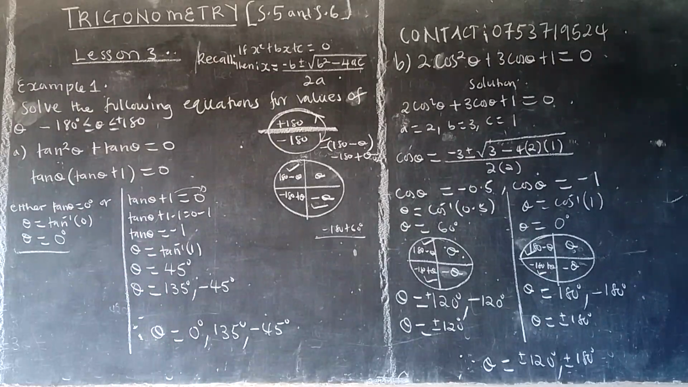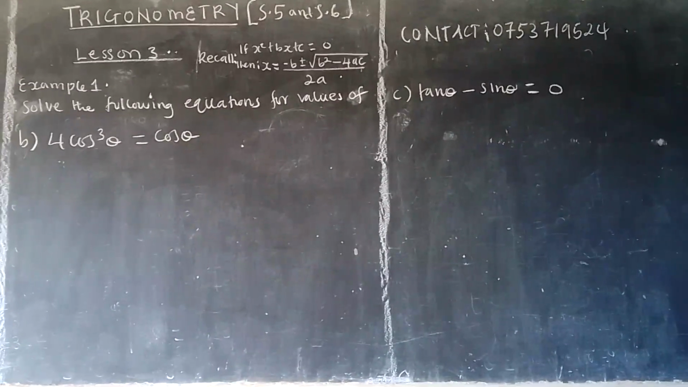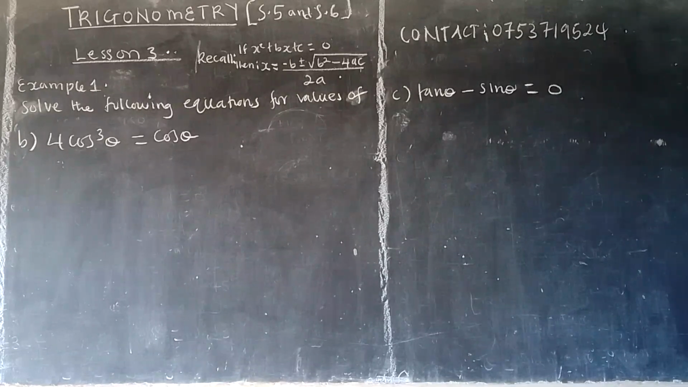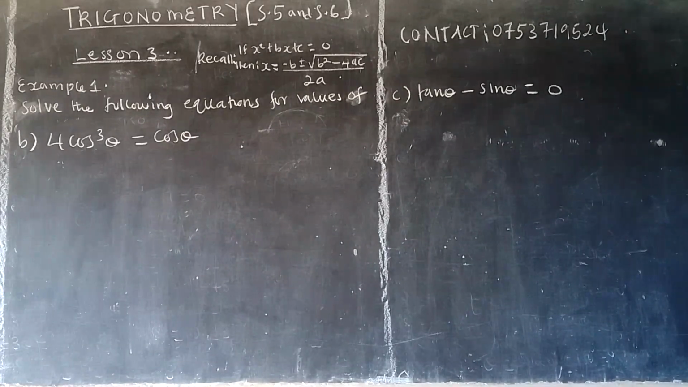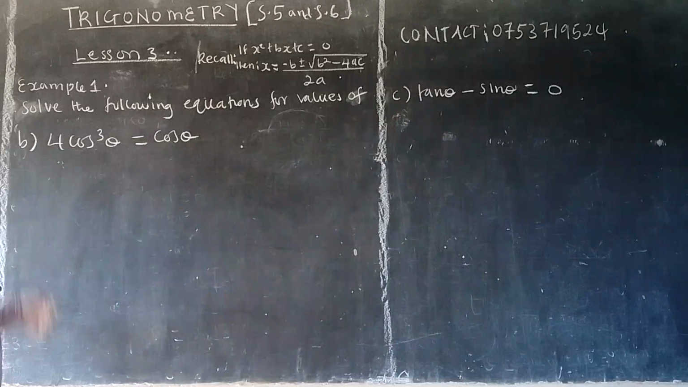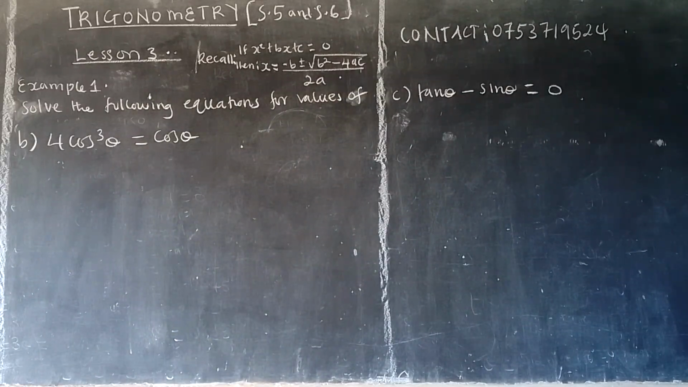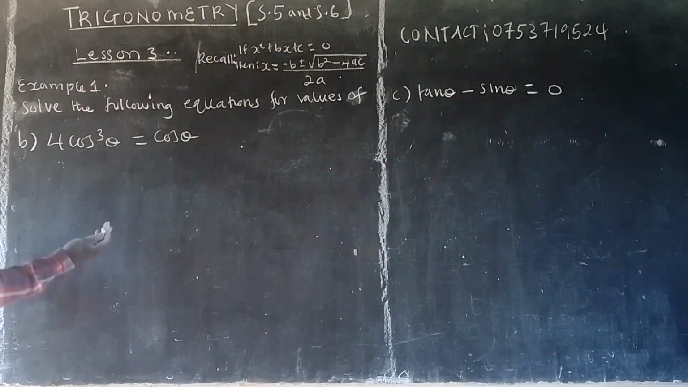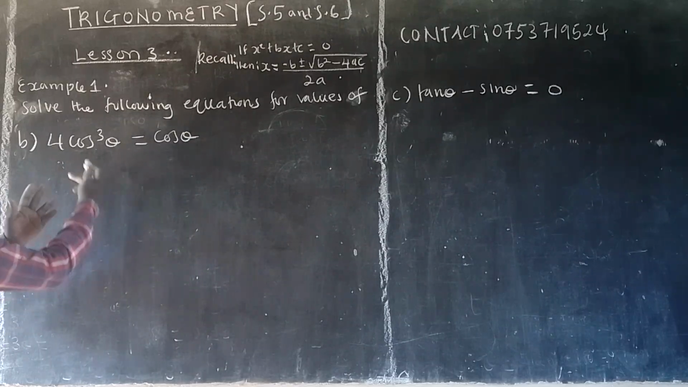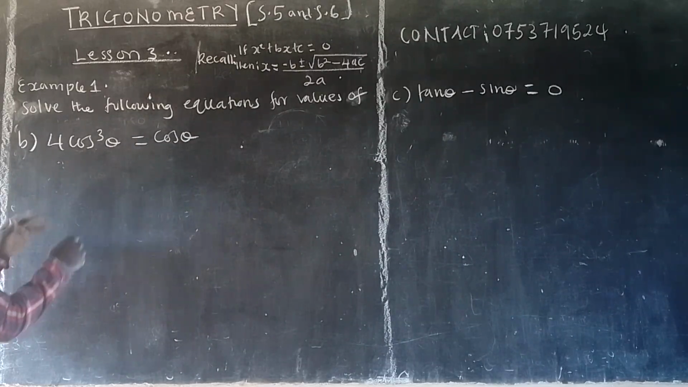All right, so let's proceed. We have another example, part B, 4 cos cubed theta is equal to cos theta. So what you do, you always begin by collecting like terms. Bring the cos together, then you see what next.